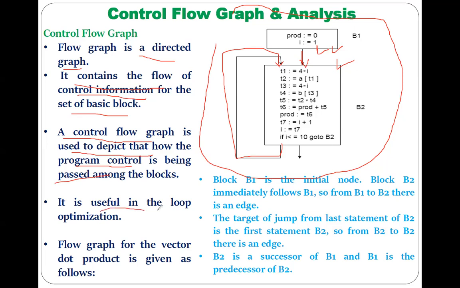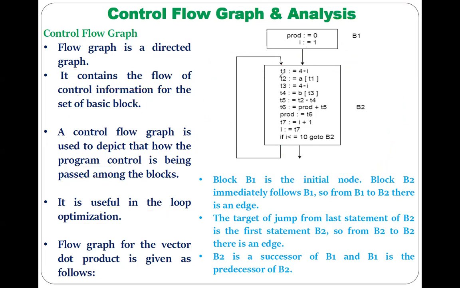This is basically utilized for loop optimization, and it is also utilized for global optimization. So that is the control flow graph and the control flow analysis. From this control flow graph, we can analyze things related to how the control is flowing or moving from one basic block to another basic block.